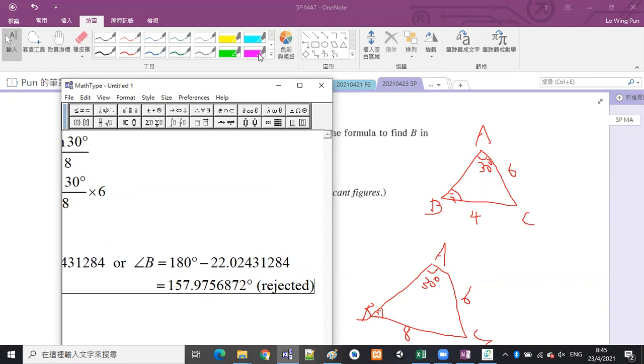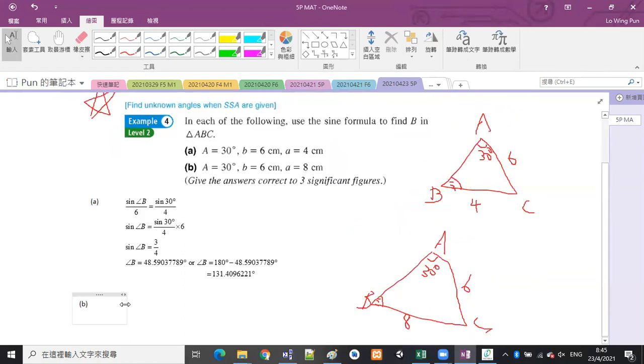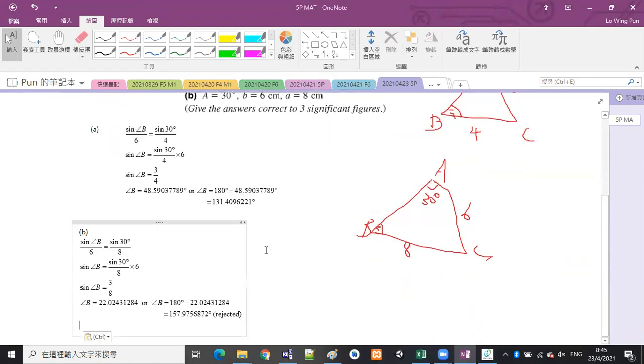Okay, so there is only one possibility here. That is the 22.0 something degrees. Get this?